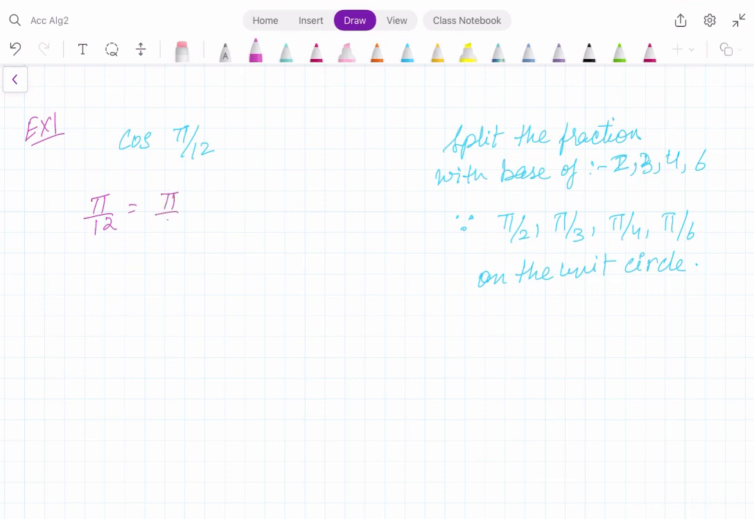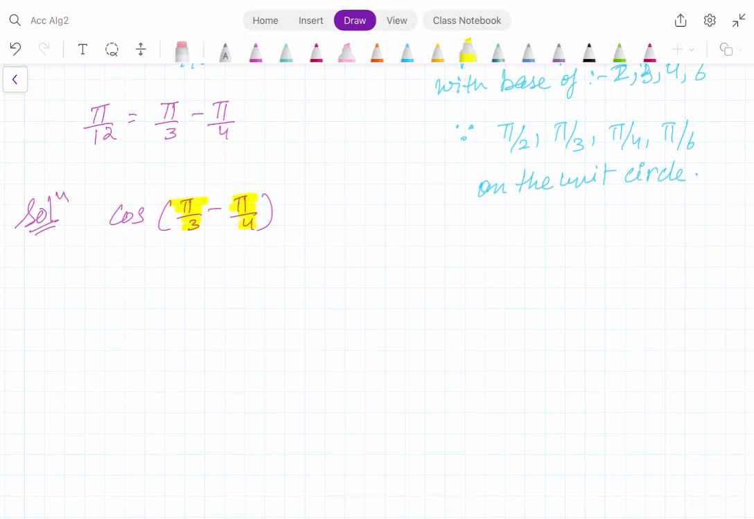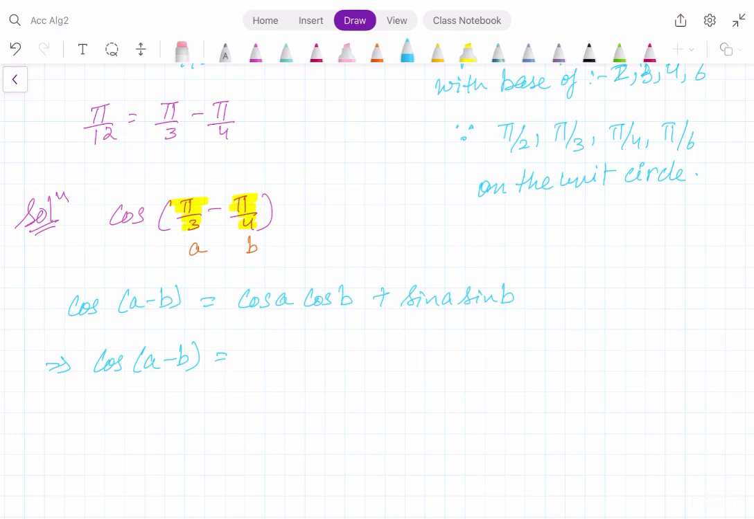So pi 12 can be split into pi thirds minus pi fourths. So pi thirds will work as angle A and pi fourths will work as the angle B. And this becomes the example of cos A minus B. And remember, cos goes all along. So it goes separately, cos A, cos B. Now because it is minus, it becomes plus. So plus sine A, sine B. So cos has its own rhythm. Sine goes along with cos, but cos has its own rhythm.